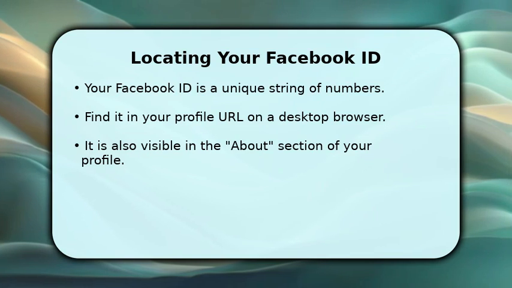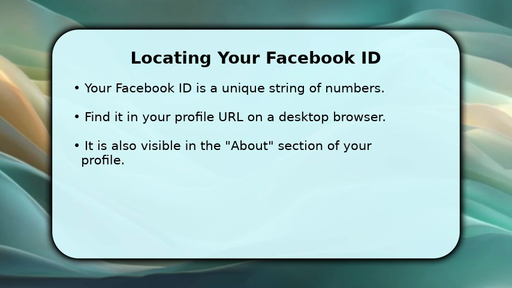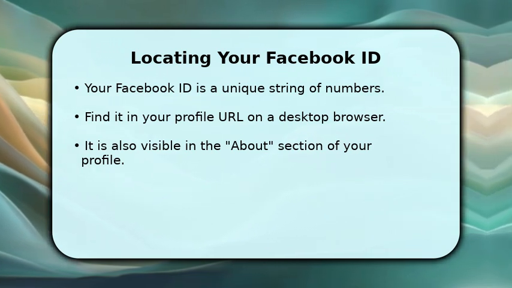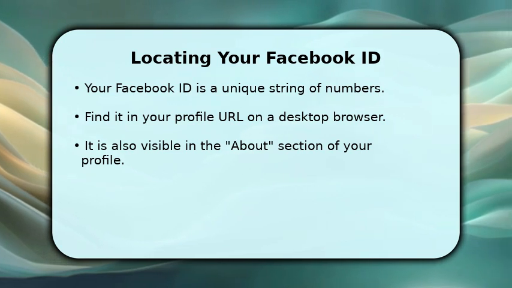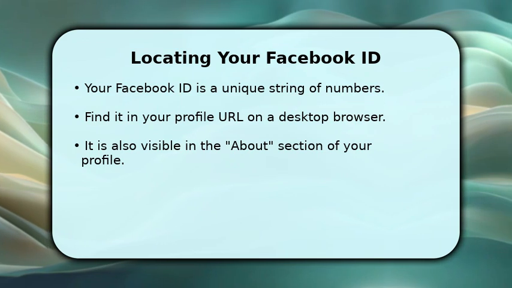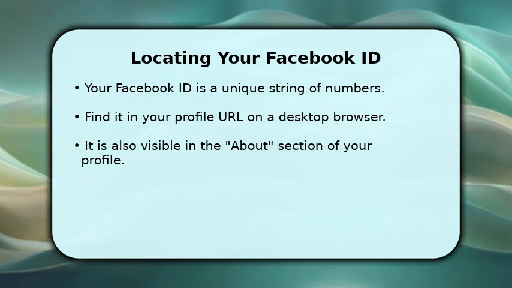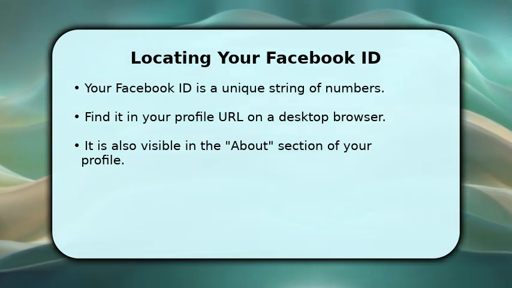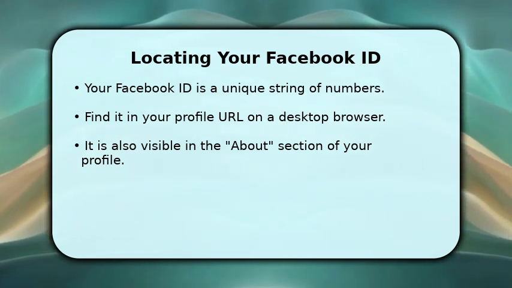Your Facebook ID is a unique numerical identifier for your profile. You can often find it by navigating to your profile page on a desktop browser. It's usually part of the URL after Facebook.com/. Alternatively, some third-party tools can help you retrieve it by entering your profile URL. This ID is distinct from your login credentials and helps others identify your specific profile.